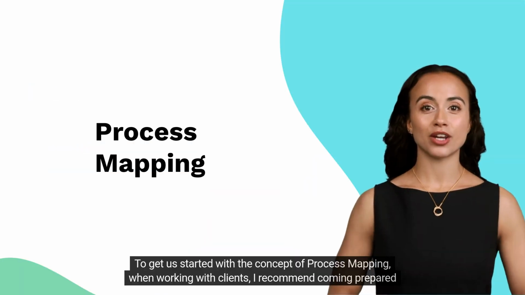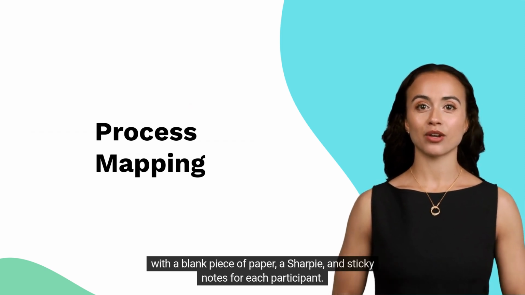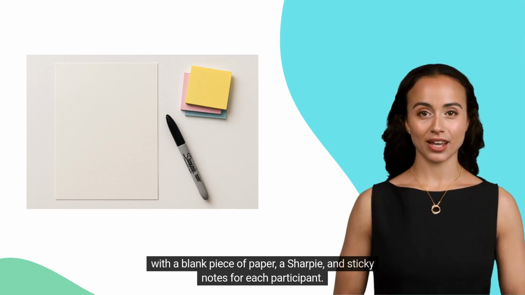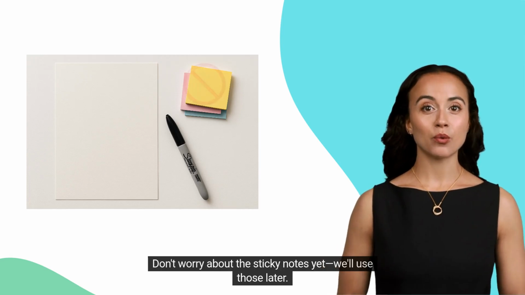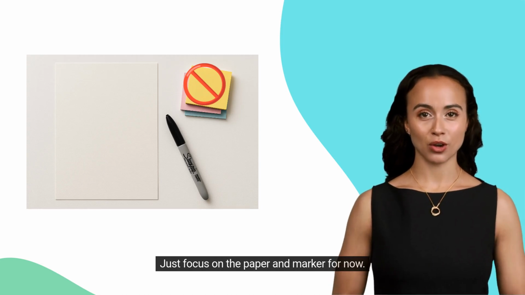To get us started with the concept of process mapping, when working with clients, I recommend coming prepared with a blank piece of paper, a Sharpie, and sticky notes for each participant. For now, I need you to grab a blank sheet of white paper and a Sharpie. Don't worry about the sticky notes yet, we'll use those later. Just focus on the paper and marker for now.